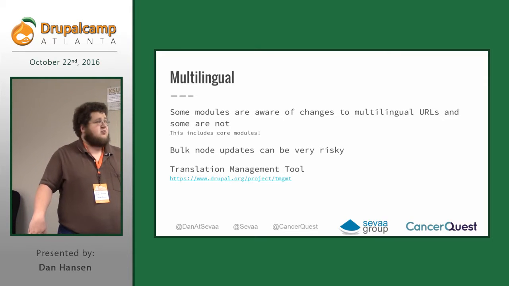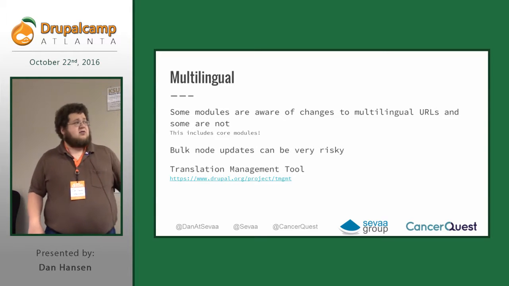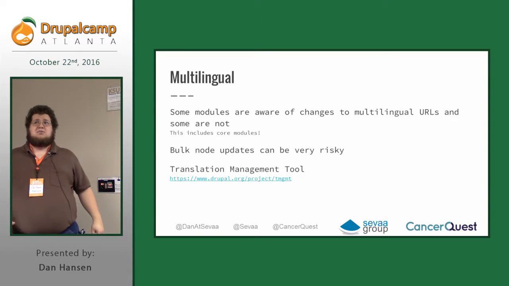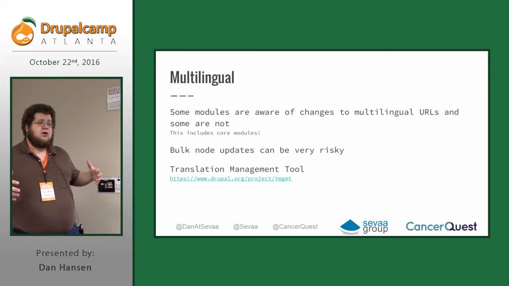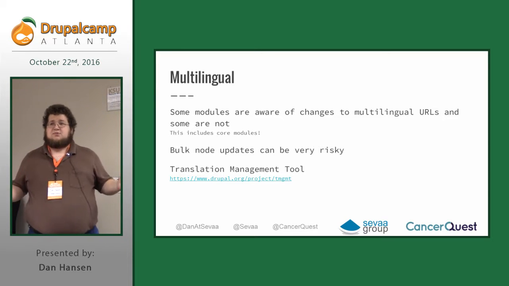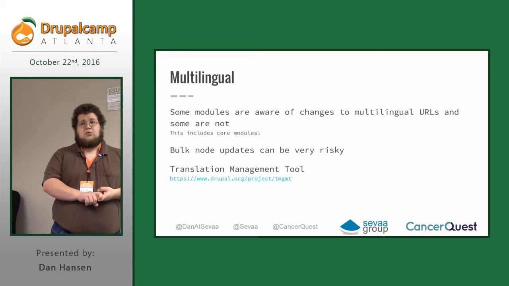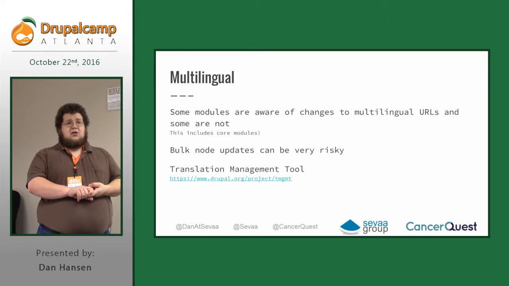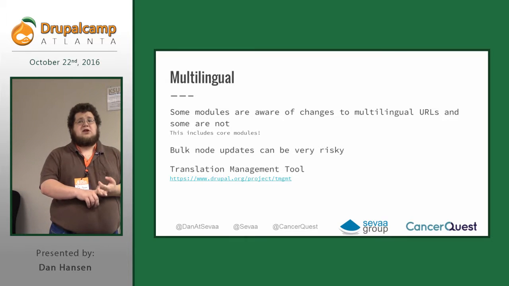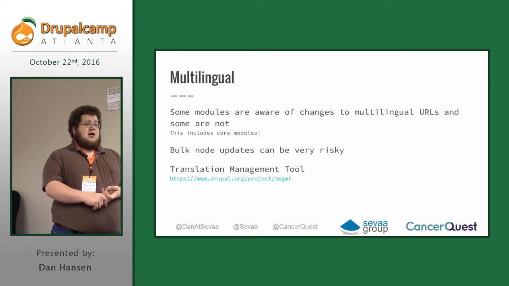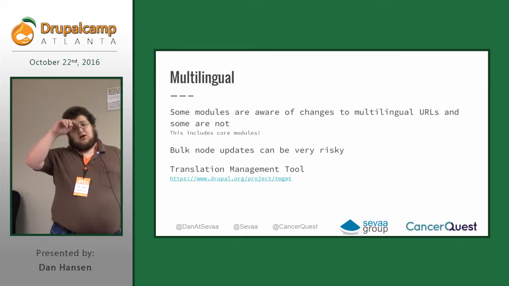And then translation management tool. This is actually something that's really neat that we came across in multilingual. TMGMT is what they call it. But it basically allows you to farm out these translations to just about anybody that you need to. Whether you want to do an automated version through Google or Bing, or if you want to send it to a translation service, there's integrations for that.